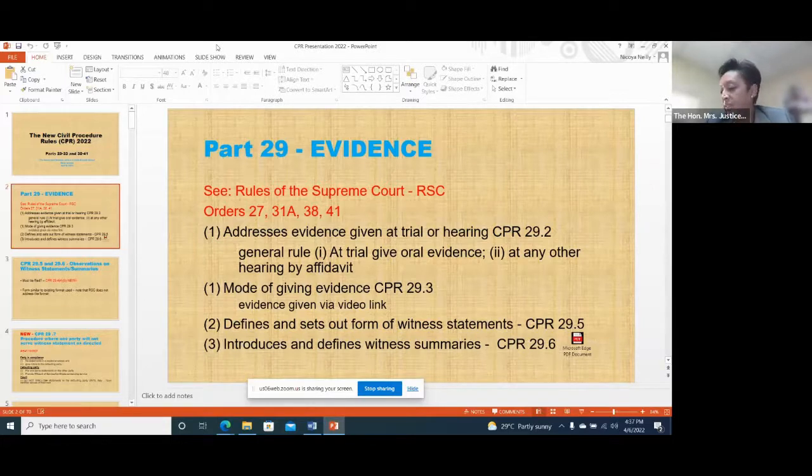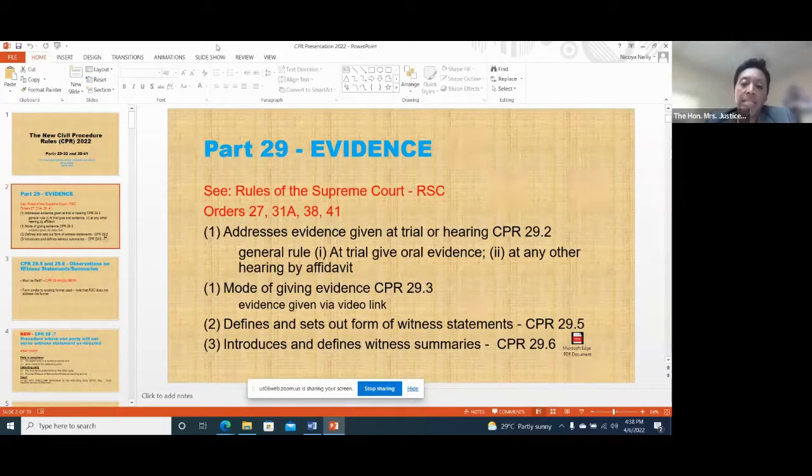Then mode of giving evidence, which is contained at CPR 29.3. I only stopped to talk about this because it talks about evidence given via video link. You can see obviously how the world has moved on from RSC 1978 to now, and even more so because of the whole COVID experience in 2020, because our rules now talk about not in person or courtroom, but about giving evidence via video link. I just thought that was an observation.